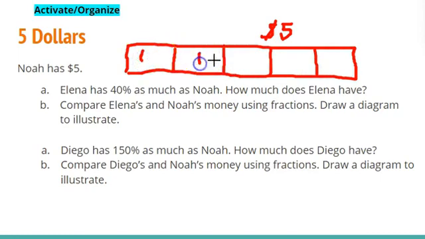Okay, so if we break these into $1 pieces, that's 100%. How much of a percent is just one of these parts? Yeah, it's 20%, isn't it? So if Elena has 40% as much as Noah, then she has $2.